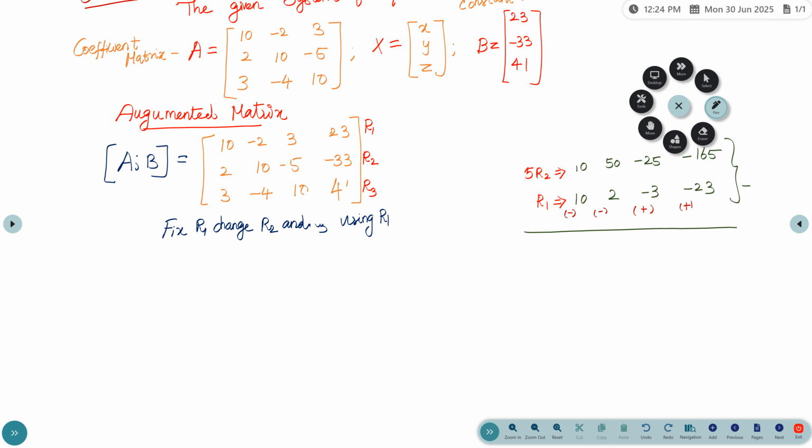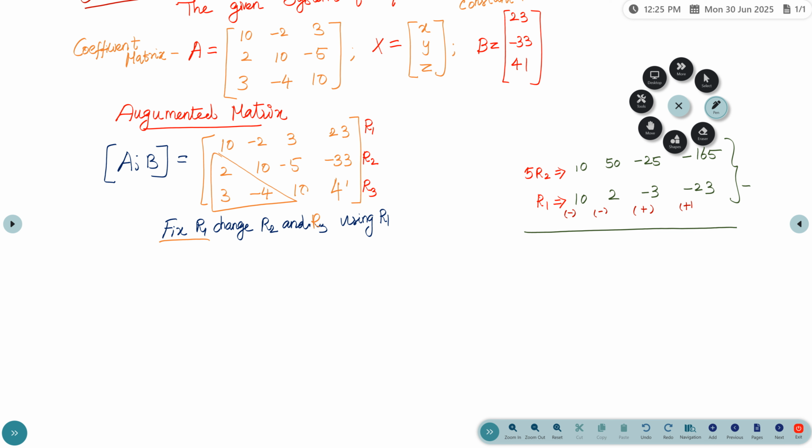Now let's start to solve the problem. We are going to convert the augmented matrix into the form of an upper triangular matrix, which means we convert the below-diagonal elements to 0. That is our aim. We are going to convert these three values to 0. Which method are we going to apply? Using the echelon method. First, name the three rows: the first row as R1, the second row as R2 and the third row as R3. We fix R1 and change R2 and R3 using R1.